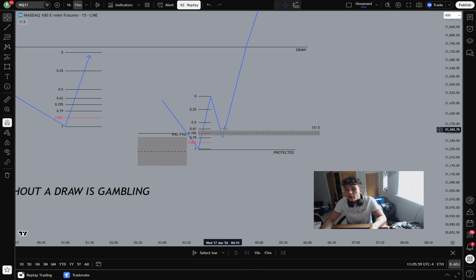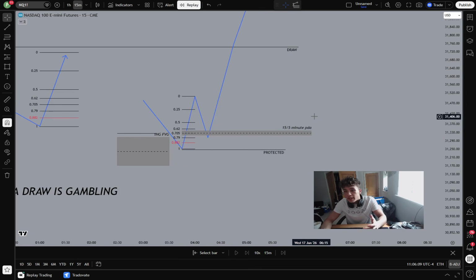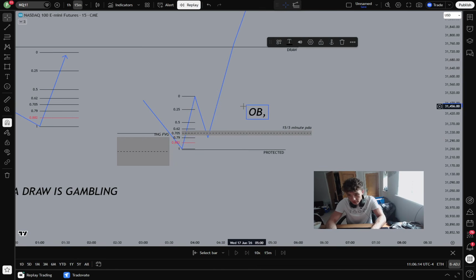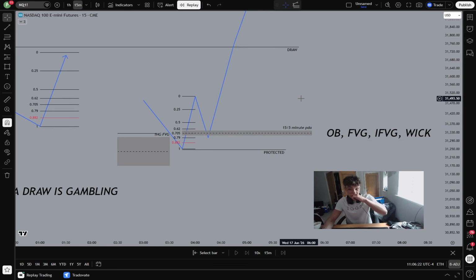We pump, and you want to enter off one of these levels aligned with something, a 15 to a 5 minute PD array. And that PD array can be anything from an OB to a fair value gap to an inverse fair value gap to a wick. The majority is important. And then I'm going to teach you in my other lessons to really numb down and find out which OTE level is going to play by using time frame alignment.